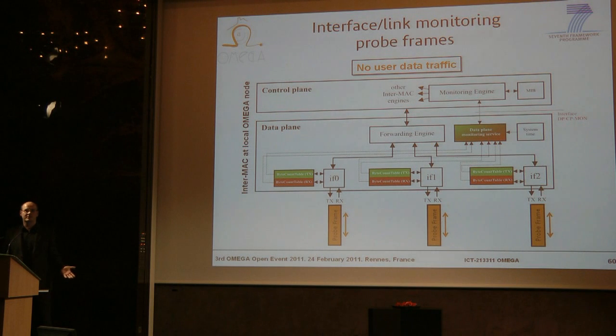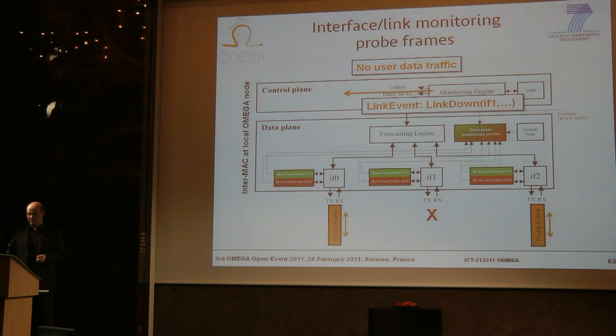Now, when there's no user traffic, we are using probe frames at the interface. And these probe frames are injected onto the link by the data plane. Now, in case a probe frame cannot be transmitted and the acknowledgement is not received, a link down event can be raised. So we know for future path selection procedures, this link is not available anymore.